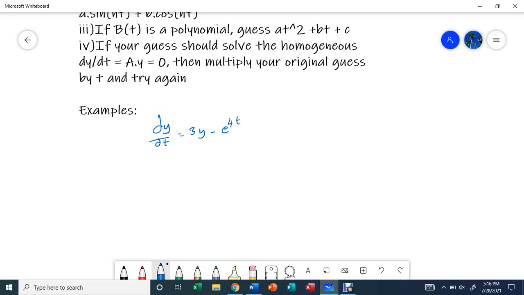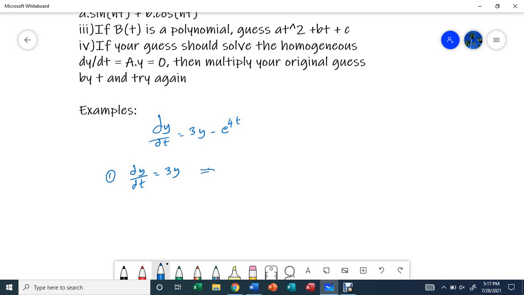So step number 1, we need to solve the homogeneous equation dy over dt equals 3y, and that can be done by the separation of variables technique. If you are not familiar with this technique, you can see my last video in which I explained this method. Now I'm just going to go through it very quickly, not in deep detail.